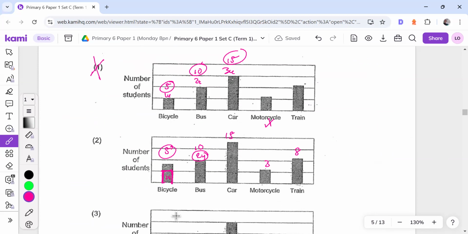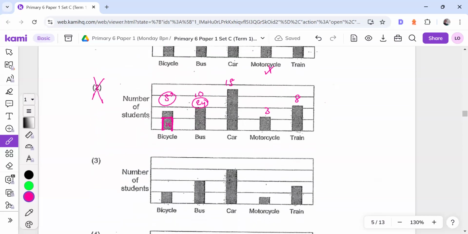So do you see something wrong here? Right? So Bailey can see something wrong. The bus got 2 units, right? Which is 10. Then your 1 unit must be 5. But the bicycle rectangle is more than 1 unit. So that's why something is wrong with number 2. So it's a bit tricky lah. You must be able to see all these things.